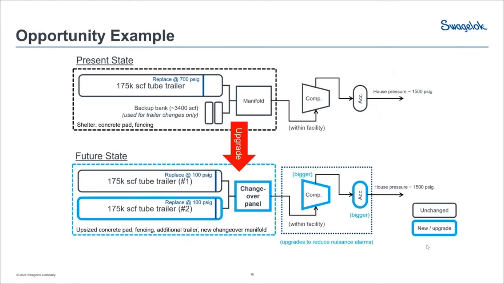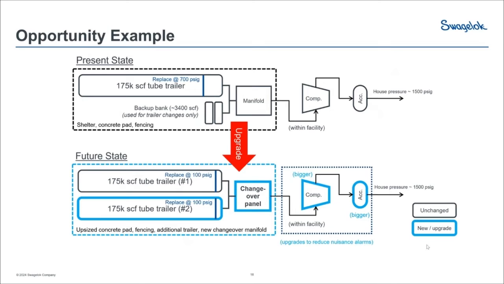Thanks to our understanding of changeover systems, we were able to propose a very simple implementation that brought a lot of value. So by integrating a changeover panel and bringing in a second tube trailer, we could now justify a much lower baseline level for depleting those bottles, meaning we were going to get more out of each bottle source.